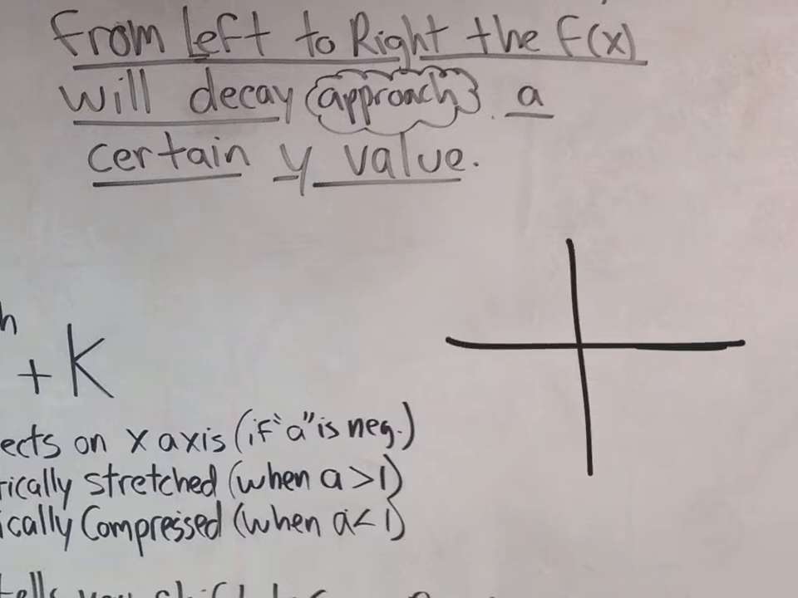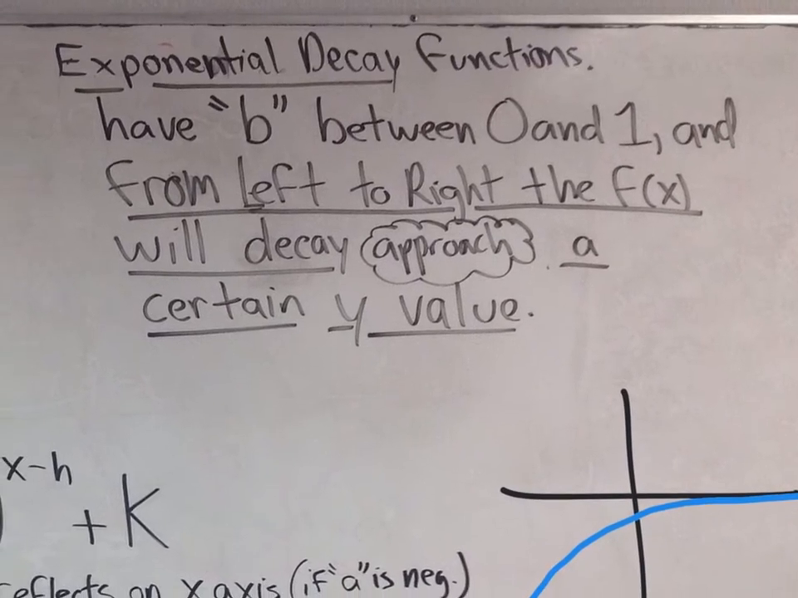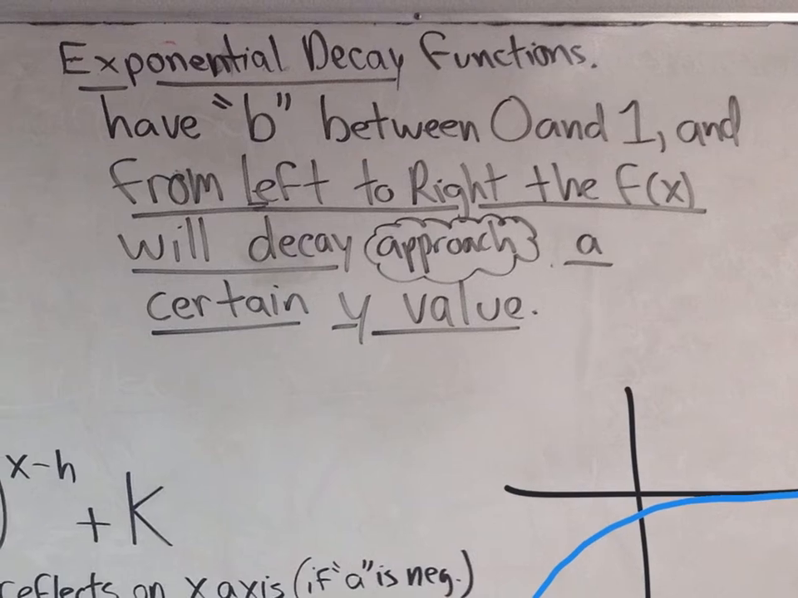Let's say I had something like this. From left to right, what's happening? Is it growing? You might think it's growing because it's going up, but it's actually approaching the y value of 0, okay? So it's not approaching positive infinity or negative infinity. It's approaching a certain value, and that is the key to understanding an exponential decay function. That's what this says right here. From left to right, the function will decay, which means approach a certain y value, okay?